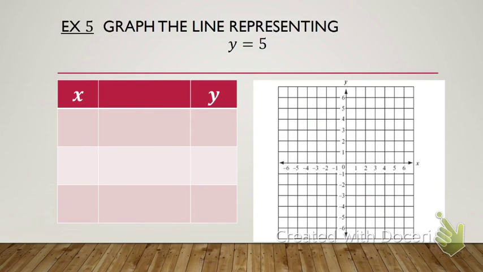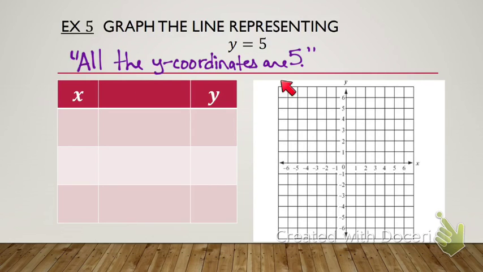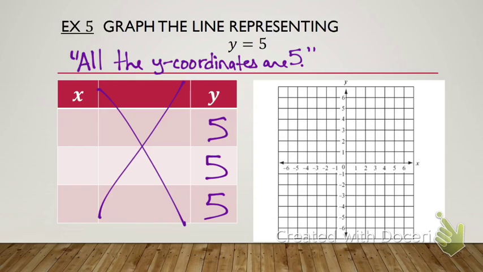So with this equation, y equals 5, we got to think about yesterday. How do we interpret that? All of the y coordinates are 5. So no matter what I plug in, it doesn't matter what I do with x, all of the y coordinates better be 5. It doesn't matter what we pick, as long as all the y coordinates are 5. Let's graph it.